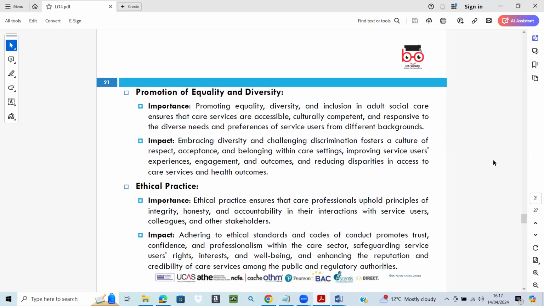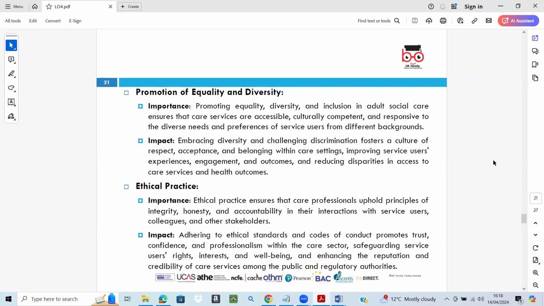Now, we'll move to ethical practice. Okay. So, why is it crucial for care professionals to uphold ethical practices? Because ethical practice is foundational to maintaining integrity, honesty, and accountability in all interactions within the care sector. It governs our decisions and behavior, ensuring that we act in the best interest of those we serve.